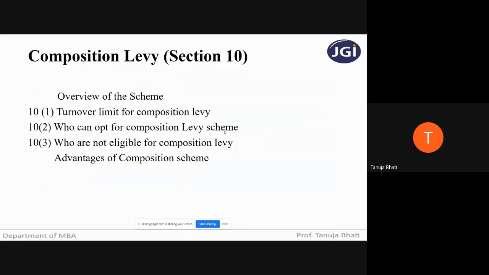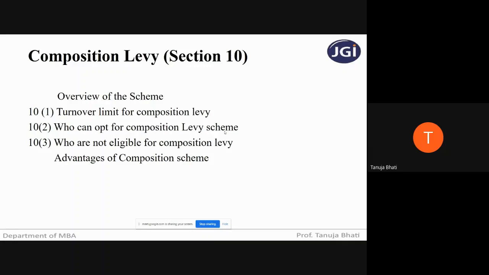Moving ahead to composition levy. Now, what is composition levy? Again, a quick revision: section number 7, scope of supply; section number 8, composite and mixed supply; section number 9 was levy and collection; section number 10 coming to composition levy.